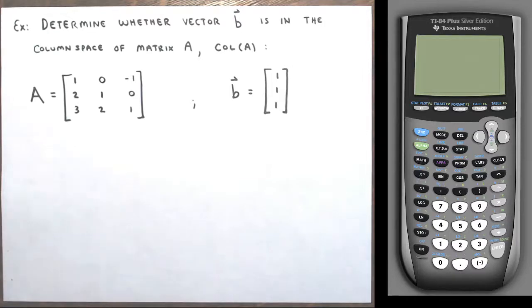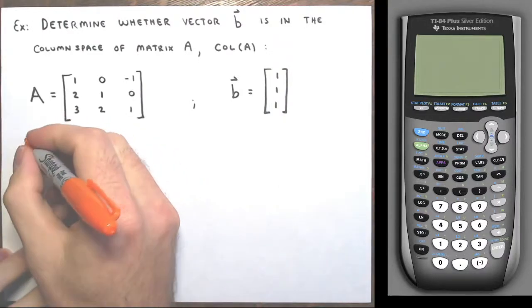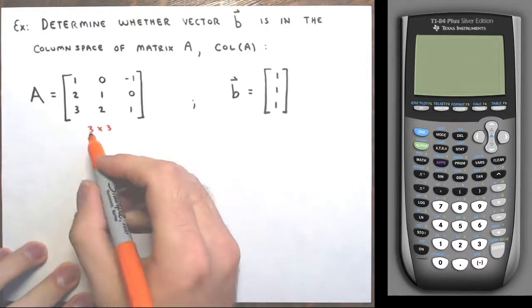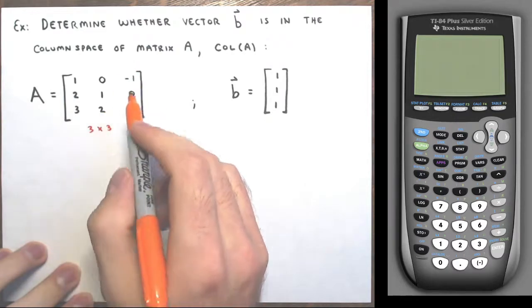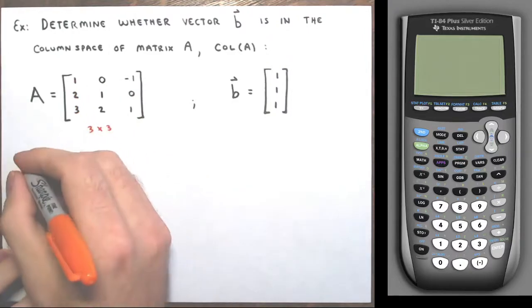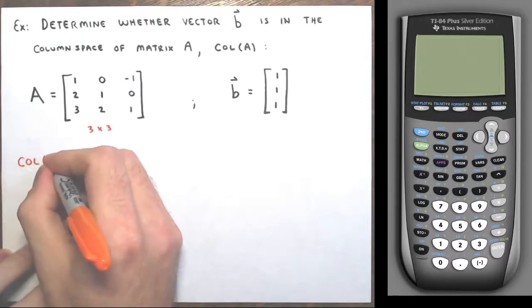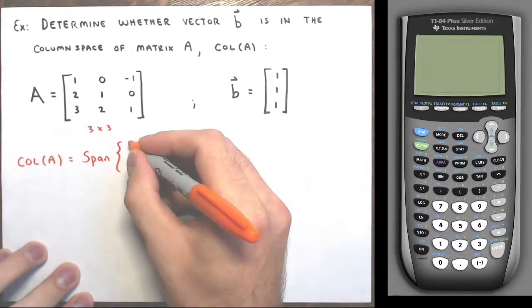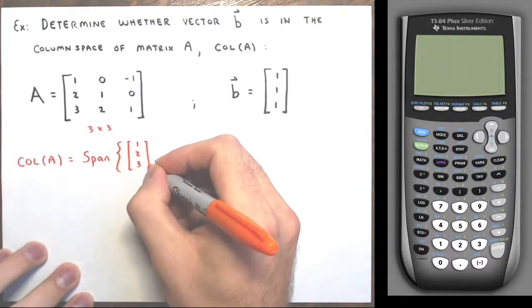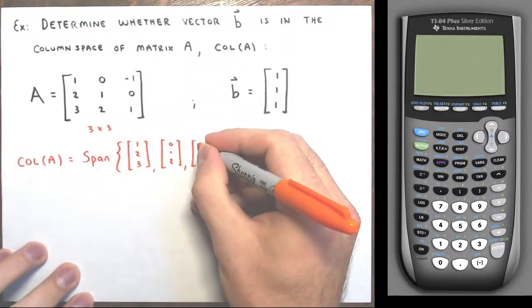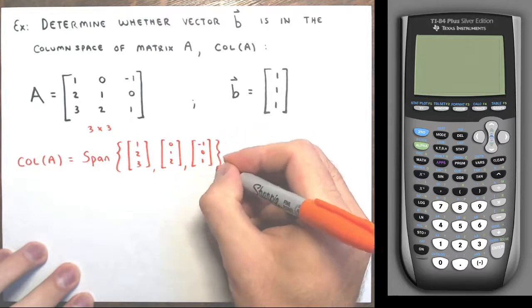Now, before I get into determining this, I'll describe what the column space of A is. Here the matrix A is a 3 by 3 matrix, so the columns belong to R3. All the columns of matrix A have 3 components. So the column space of A is just the span of this set of vectors: the vector 1, 2, 3, the vector 0, 1, 2, and the vector -1, 0, 1. All the columns of matrix A.